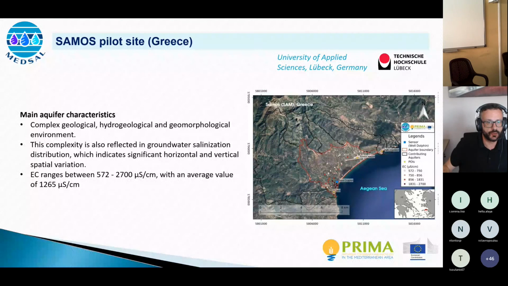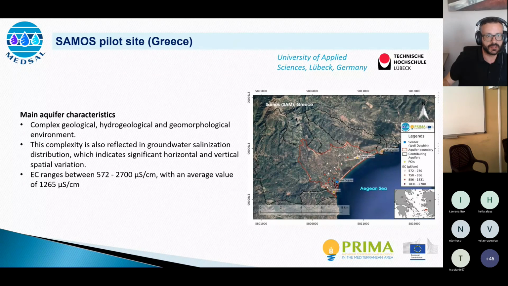Let's move now to Samos. I will present Samos. Again, we have complex geologic and hydrological conditions. So EC ranges between 500 and 2,500 microsiemens per centimeter, with an average value of about 1,300 microsiemens per centimeter.